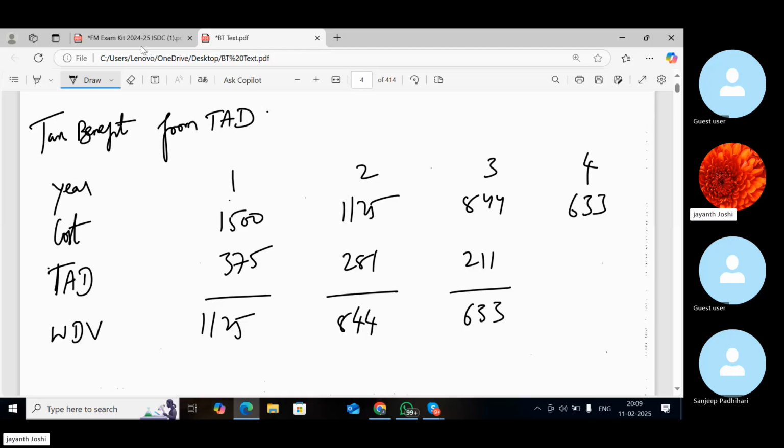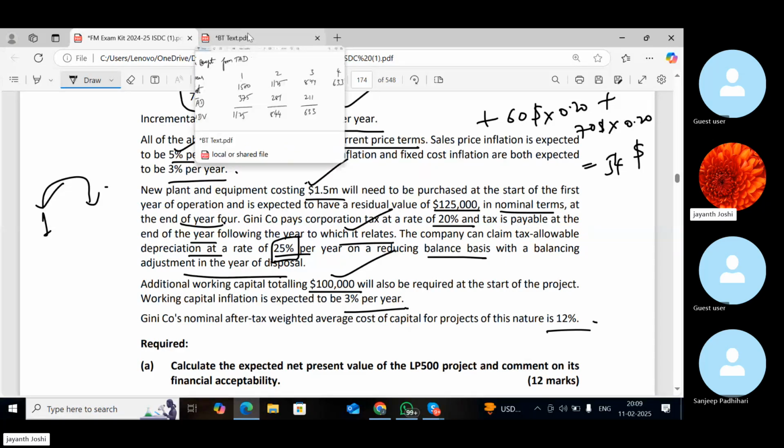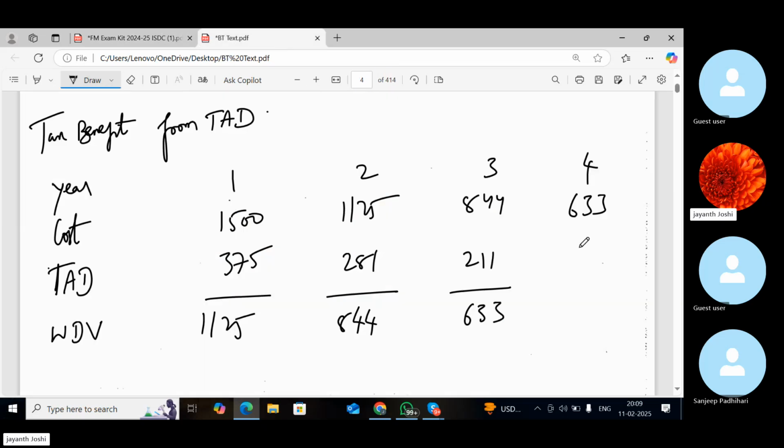You know what they have said about the depreciation? They have said the company can claim tax allowable depreciation at the rate of 25% per year on a reducing balance basis with a balancing adjustment in the year of disposal. So at the end, they are going to dispose of the asset. The asset cannot go to zero, because you are going to get $125,000 of scrap value.